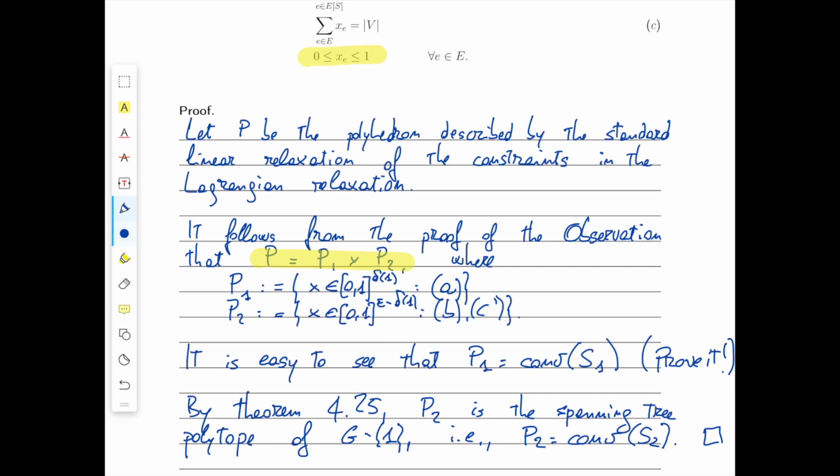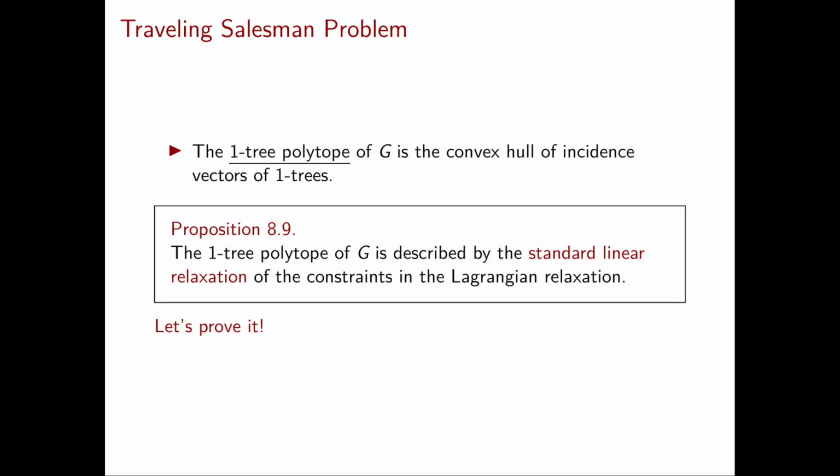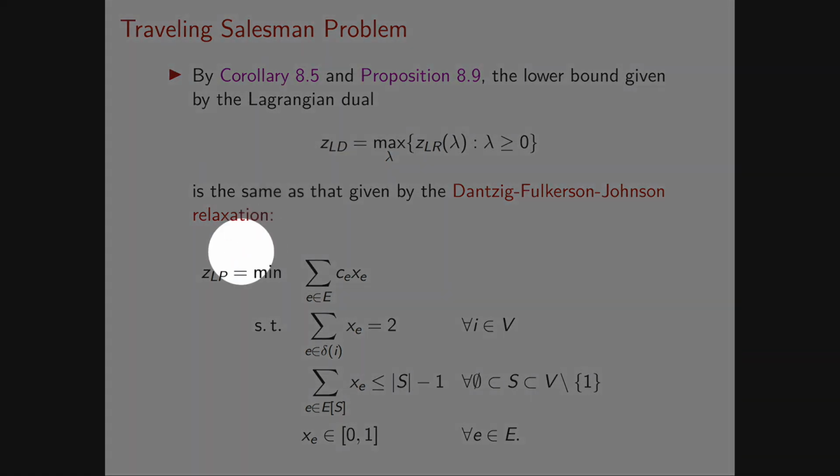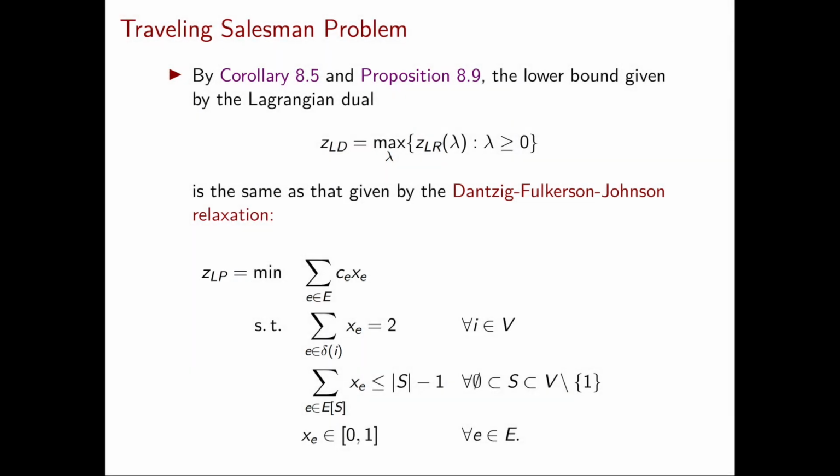Let's go back to the slides. We've just shown that the 1-tree polytope of G is described by the standard linear relaxation of the constraints in the Lagrangian relaxation. Therefore, together with our corollary 8.5, we now know that the bounds given by the Lagrangian dual, so ZLD, and the bound given by the Dantzig-Fulkerson-Johnson linear relaxation, ZLP, coincide.